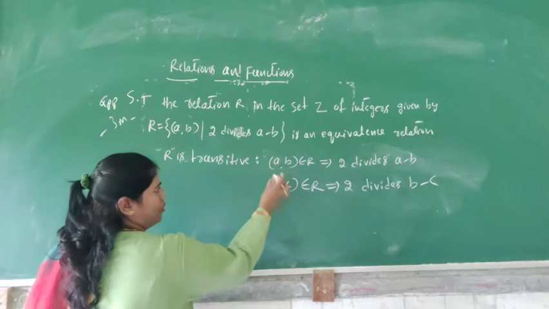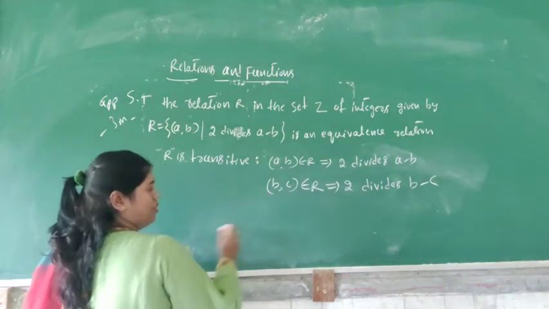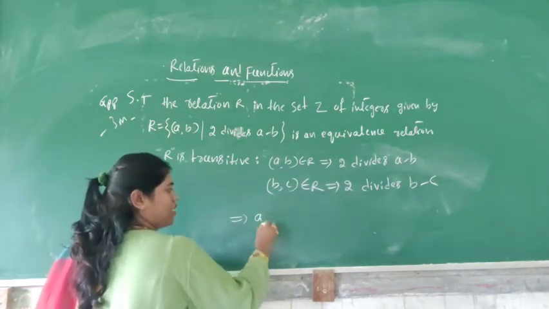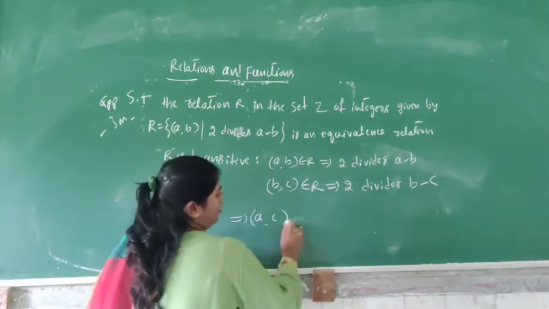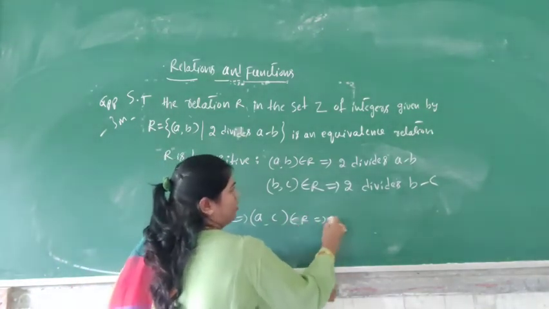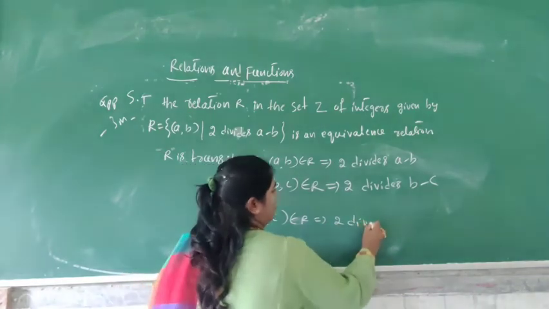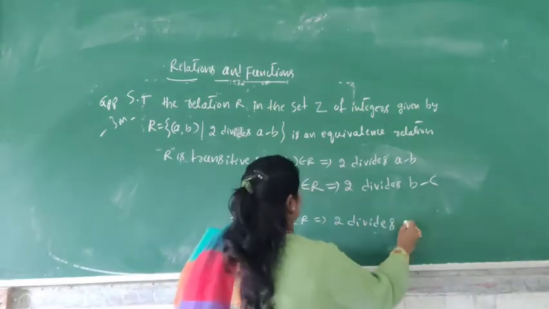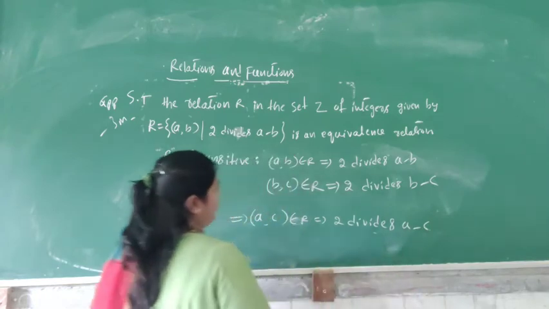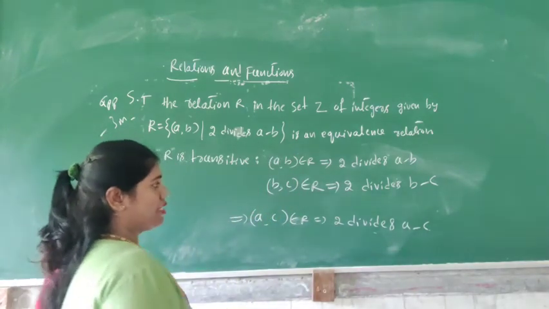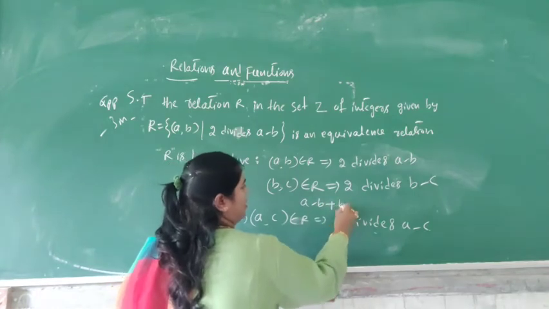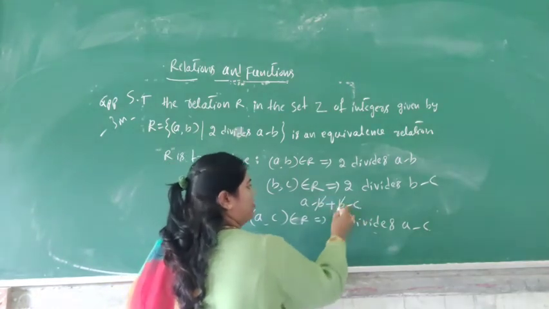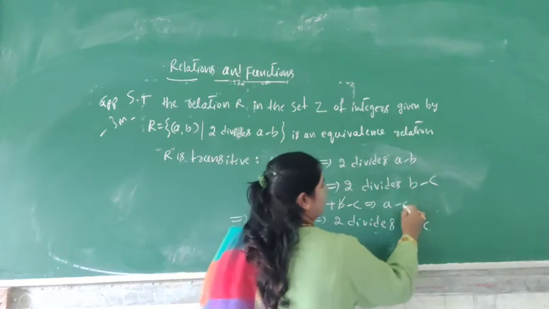So AB belongs to R, BC belongs to R. What does it imply? AC should also belong to R. So it also implies 2 divides A minus C. Okay, so A minus B plus B minus C, after this, A minus C.